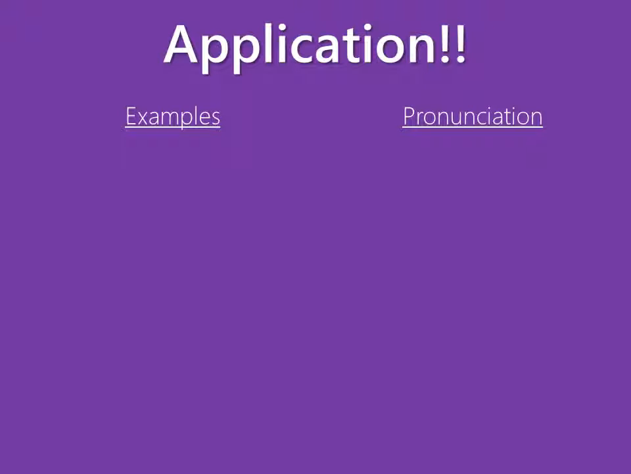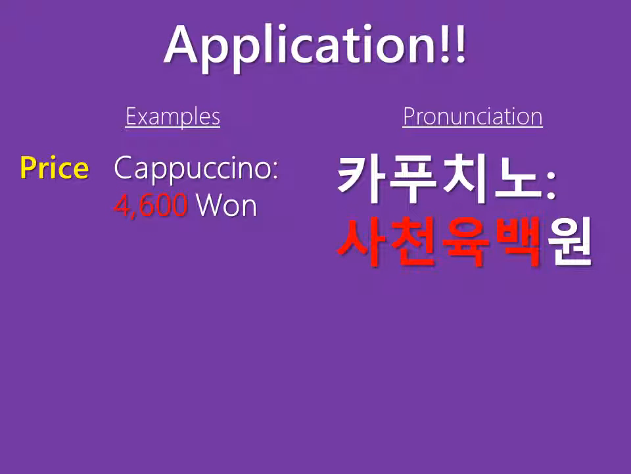Application. So here are some real situations where you will come across or use these Sino-Korean numbers. First, price. So let's say you walk into a cafe in Korea and want to have a cup of cappuccino. They will say it costs 4,600 Korean won in, say, Starbucks or those kinds of typical franchise cafes. So in Korean, this price is pronounced with the Chinese-based number system because it's a price. For price, you use the Sino-Korean number system.